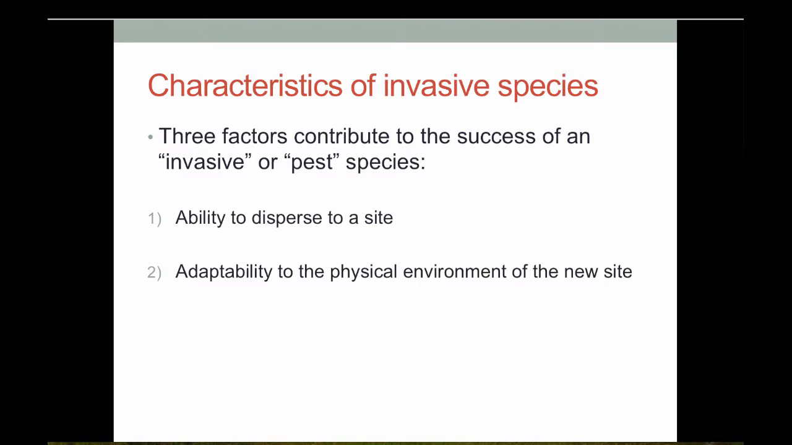Another factor that contributes to the success of an invasive species is really its adaptability to the physical environment of the new site. Is it a generalist? Can it survive in a variety of conditions, from really wet to really dry, for example, or from high pH to low pH? So the ability of that species to adapt to that physical environment can be a really important factor that will make you think that you need to address this as a species of concern in your restoration plan.